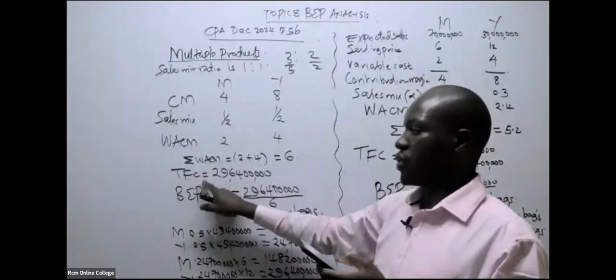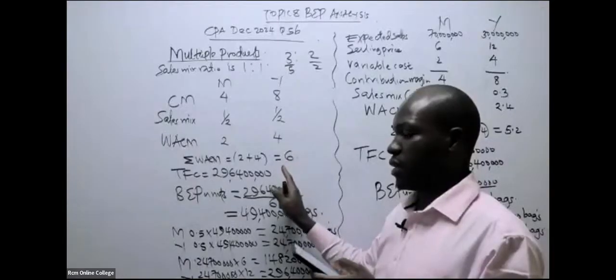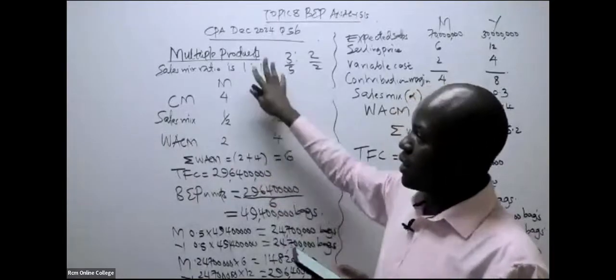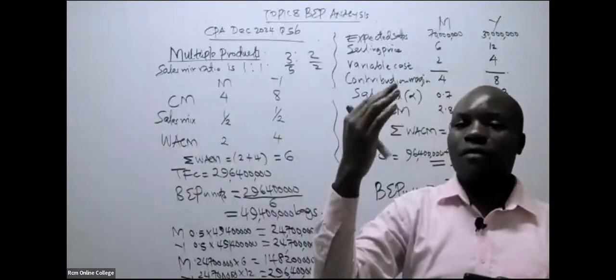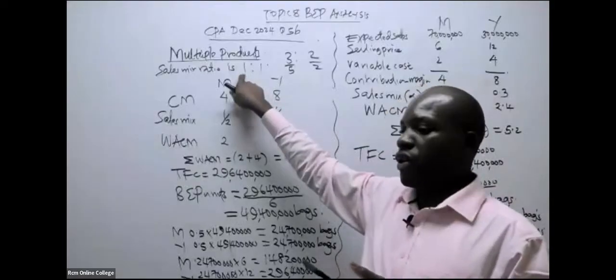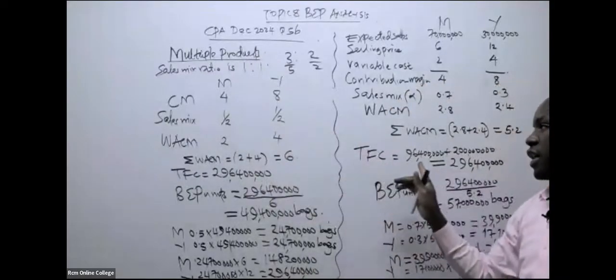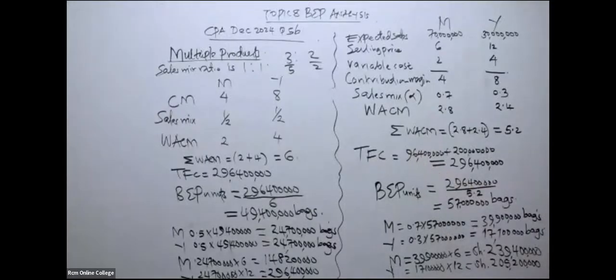Total fixed cost, 296,400,000. That's our total fixed cost. So under this proposal, our total fixed costs are not affected. The only thing that is affected is the sales mix ratio. That's why under total fixed cost, I've taken this figure.